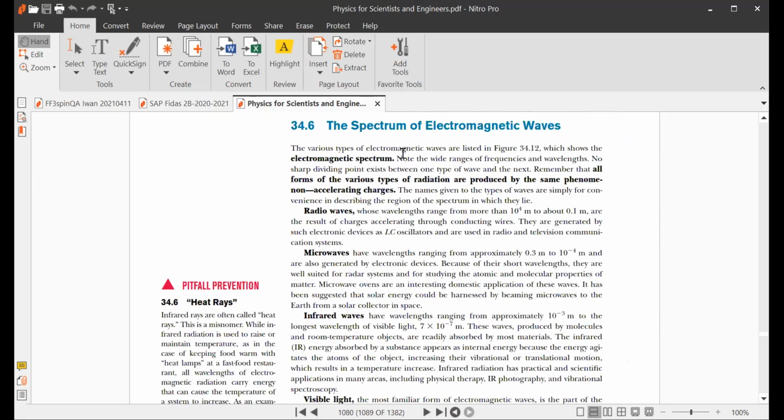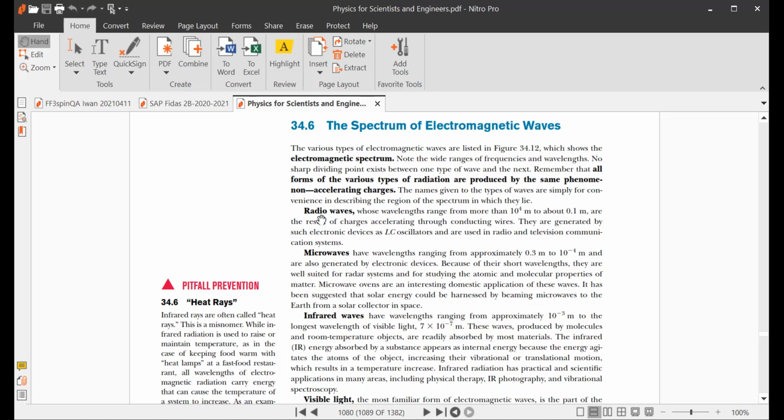So the spectrum of electromagnetic fields. Okay, we will discuss this one. The electromagnetic spectrum is usually based on the frequency, or equivalently the wavelength. For example, based on the wavelength, we have radio waves, with a wavelength range from 10 to the 4 meter until 0.1 meter. This is the low frequency and this 0.1 meter is the high frequency.